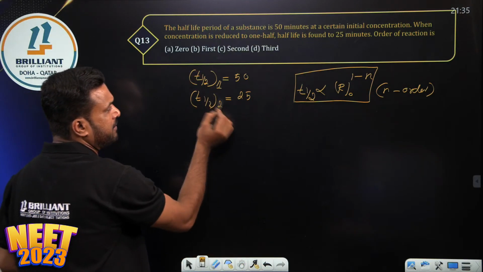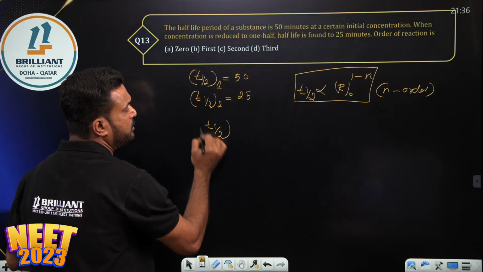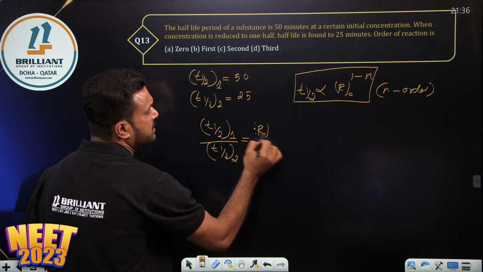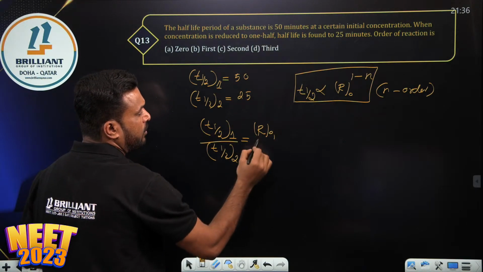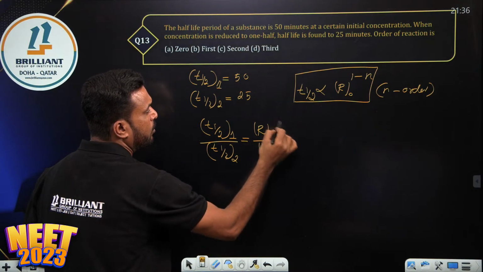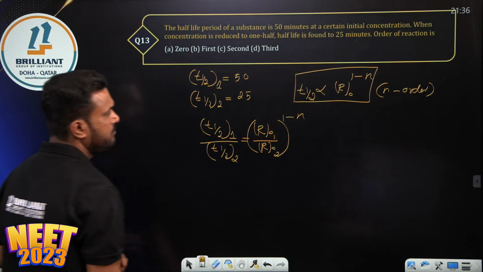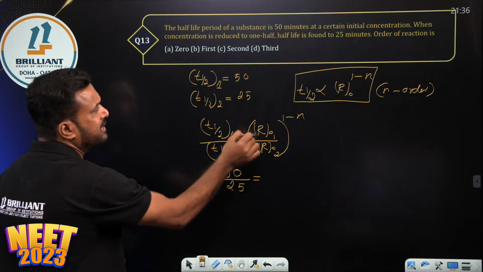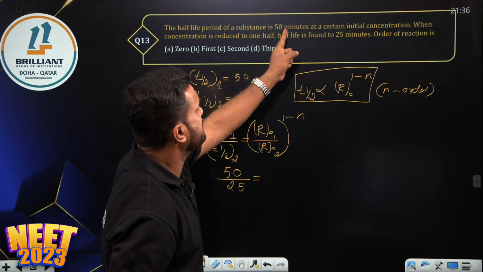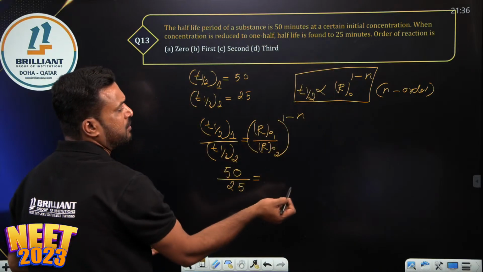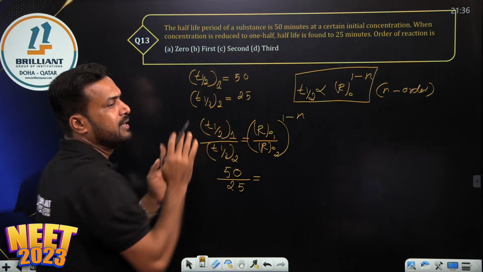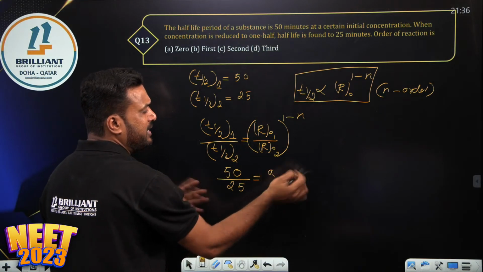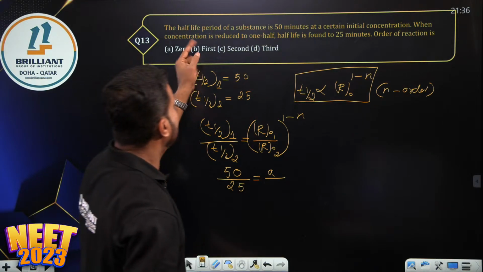So if 2 half-lives are given you can write like this one, T 1 by 2 1 divided by T 1 by 2 2 is equal to R0 1, the first one, okay, divided by R0 2, whole raised to 1 minus n. These two values are given. What is that? 50 divided by 25 equal to, here they are giving the hint, the half-life period of a substance is 50 minutes at a certain initial concentration. They did not give the initial concentration, so let us take it as R0, or you can write it as A or A0, whatever it is. A I will write.